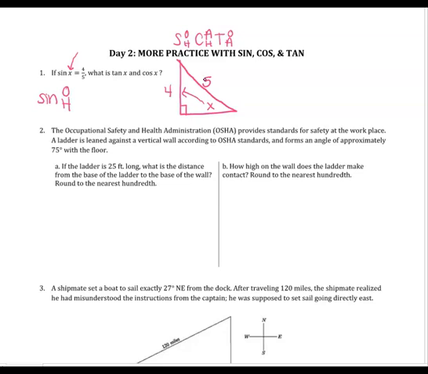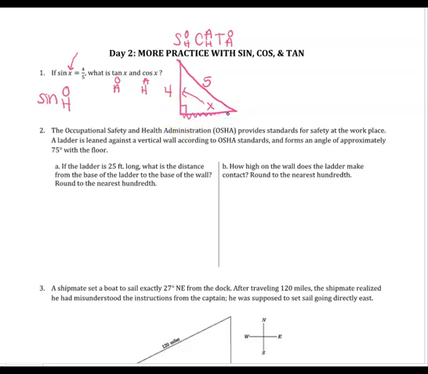So I need to figure out the adjacent side if I want to talk about tangent and cos, because tangent is opposite over adjacent, according to SOHCAHTOA, and cosine's adjacent over hypotenuse. Now, as a reminder, adjacent means the side next to our angle, but not the hypotenuse. So that would be this side right here.